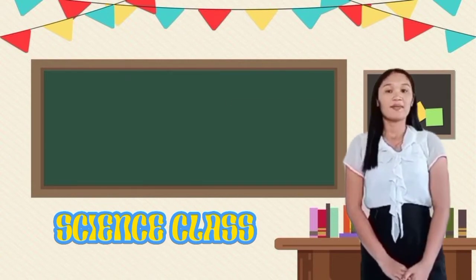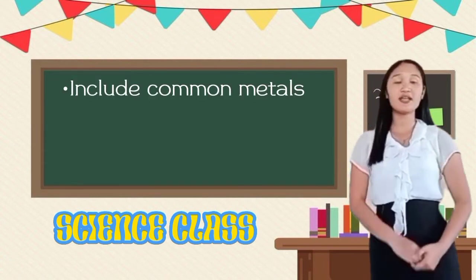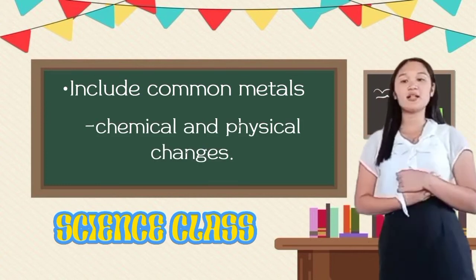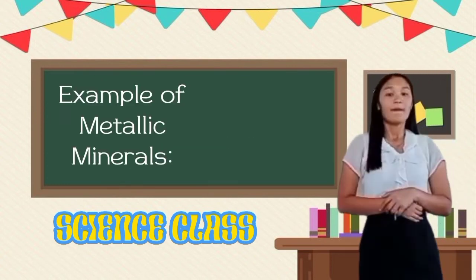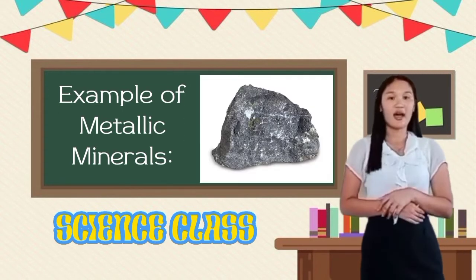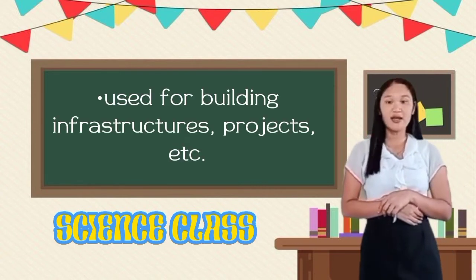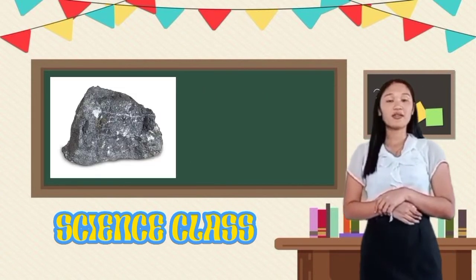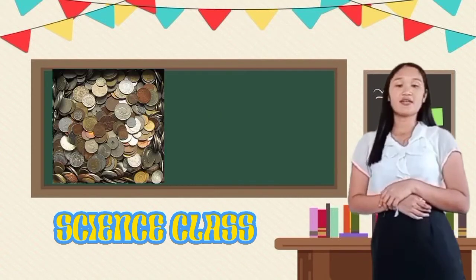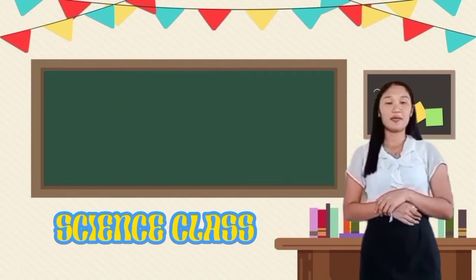Number 3, metallic minerals. These include common metals and ores. These ores have been formed due to a large process of chemical and physical changes. Examples of metallic minerals are gold, silver, copper, and iron. These minerals are used in building infrastructure projects from iron and alloys such as steel, making coins, jewelry, electrical wires, and paint pigment.